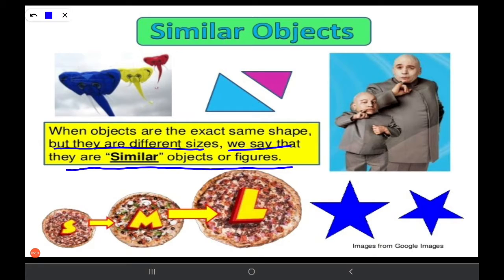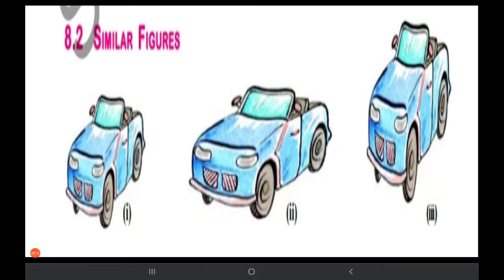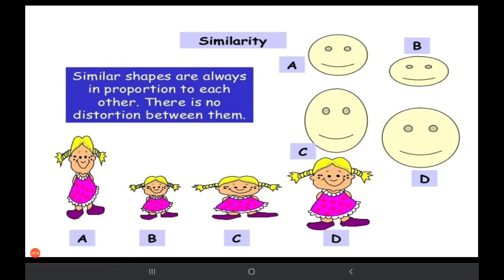Just now in the beginning of this chapter I have told you about similar figures. What is the definition of similar figures, right? Next, if you observe these cars, they are in different sizes but shape is same, which is given in your textbook. Okay, so you can observe here some more similar figures. These are similar, they are same shape but different in sizes, and these smiley symbols also different in sizes but shape is same.